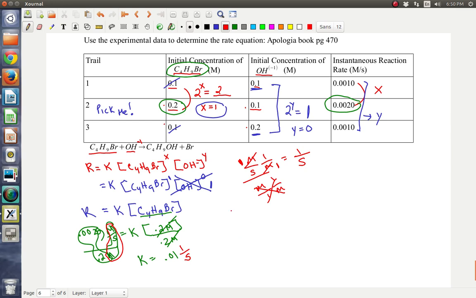So now we can finally write the final equation. The instantaneous rate is always equal to 0.01 1 over seconds, that's the constant, times the concentration of just this molecule right here. And it does not matter what I do with the hydroxide ion. This is the final answer.